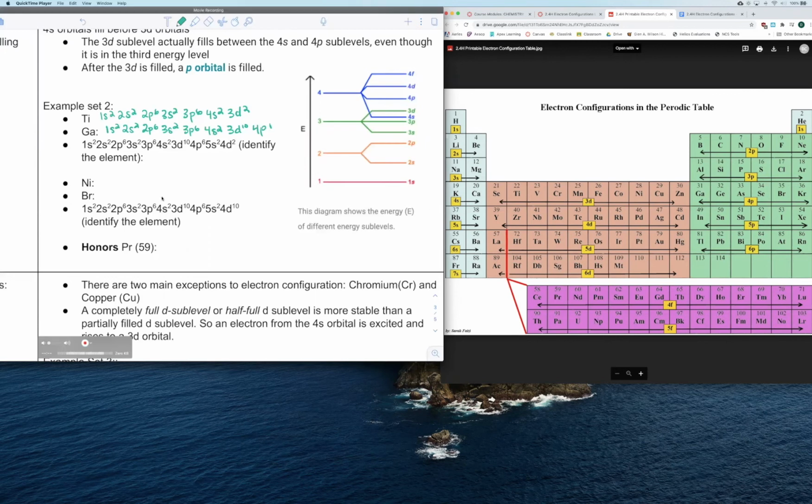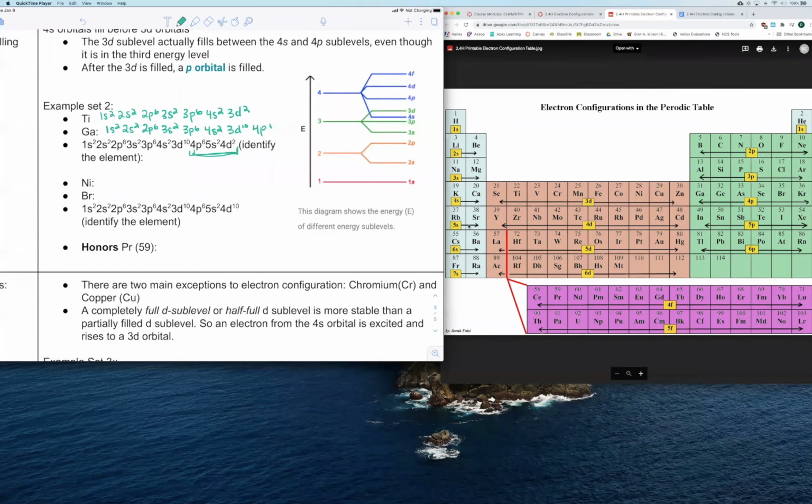Okay, and then lastly for this one, identify the element. Just look at the last parts of the electron configuration, because the beginning is always going to be the same, right? So we have 4p6, 5s2, and then 4d2. So right here, 4d, and then it's the second element. So our mystery element would be Zr.